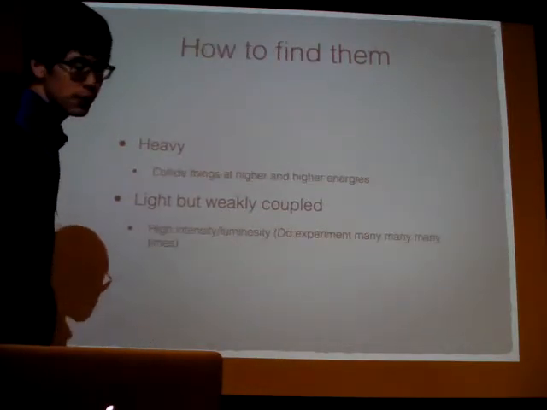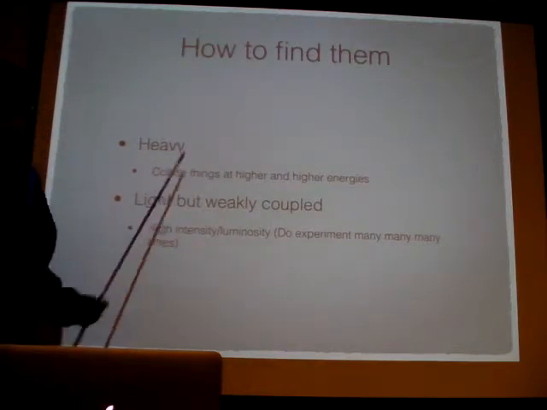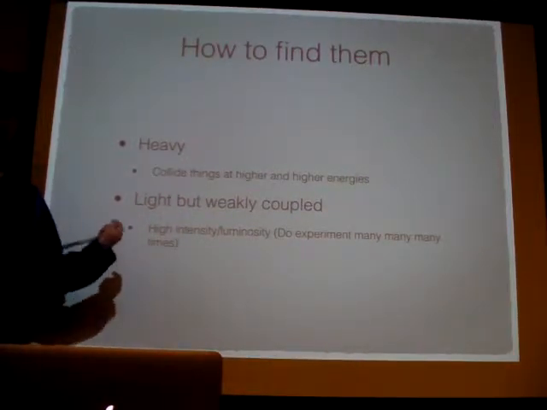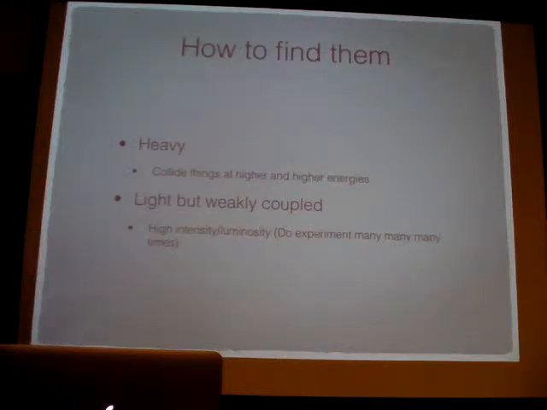And so since the goal is, of course, to find them, how do you find these guys? Well, if they're heavy, you just go to higher and higher energies. You just dump more and more energy into your experiment, and eventually you'll have enough energy to produce them. Fine. They could also be light but weakly coupled, but then here, the problem to producing them was that they were weakly coupled. And so you have to just do the experiment many, many times. You have to have high intensity, high luminosity to see these guys.